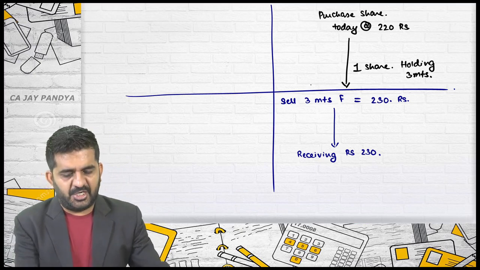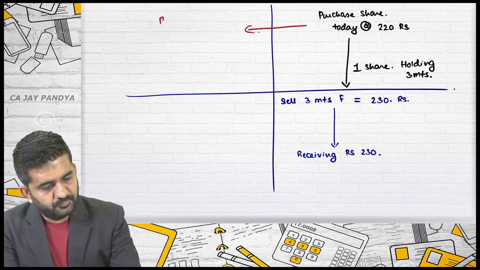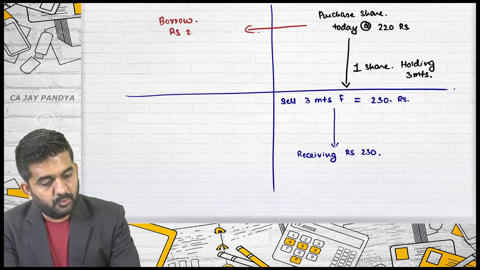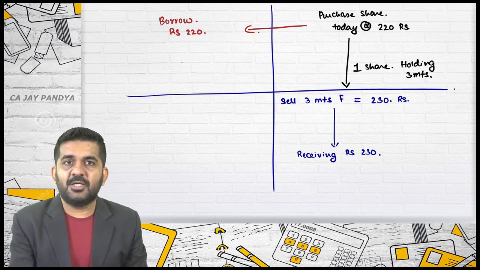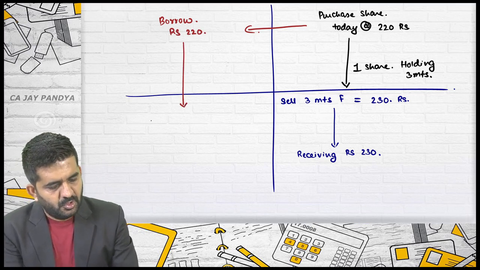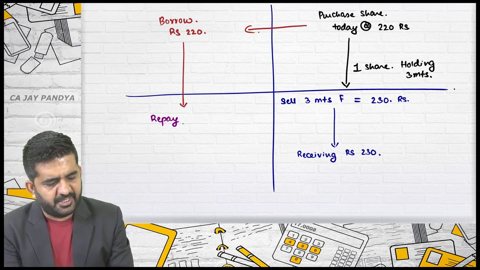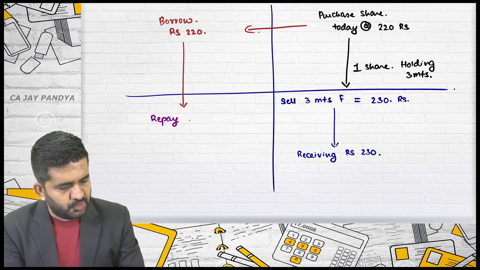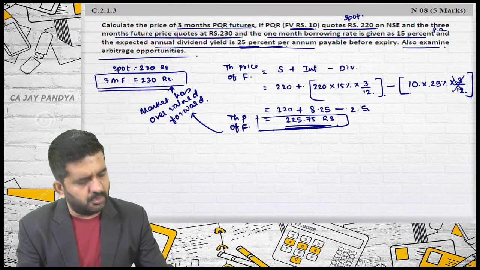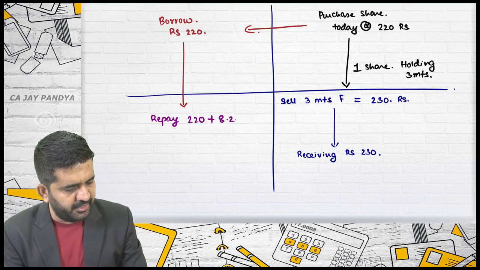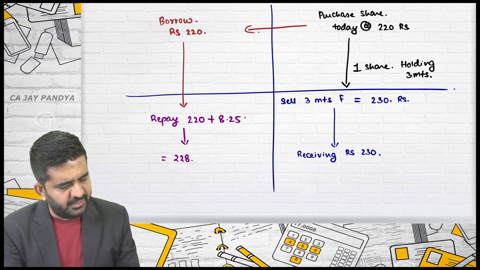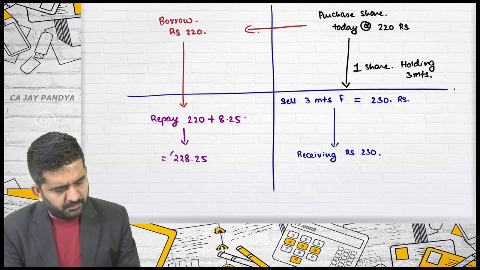To purchase this share, what will you do? You will be borrowing money, rupees 220, to purchase the share. Is it correct? But as you are borrowing this money, you will have to repay along with interest after 3 months. So repay 220 plus interest. We have already calculated interest, we will not be calculating again. It is 8.25. So you will have to repay 228.25, and this will be your cash outflow.